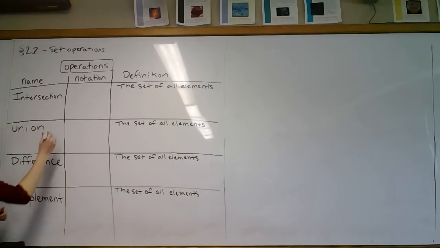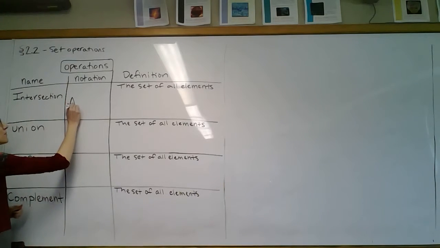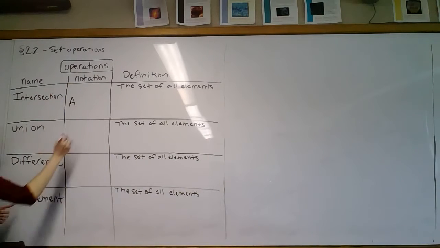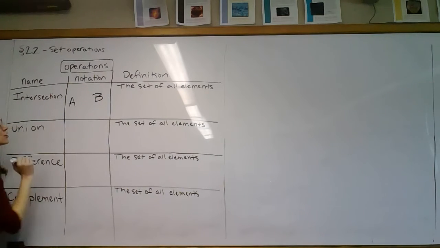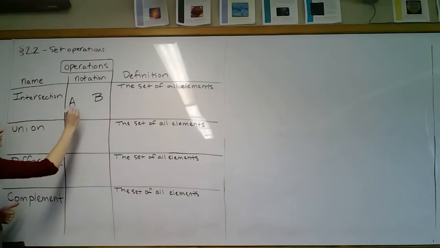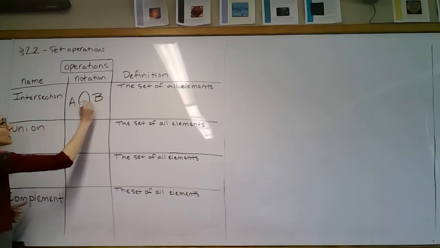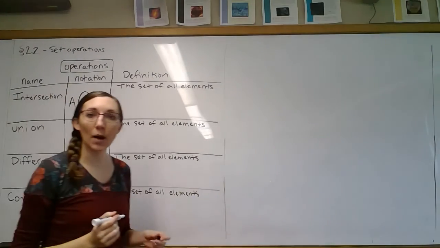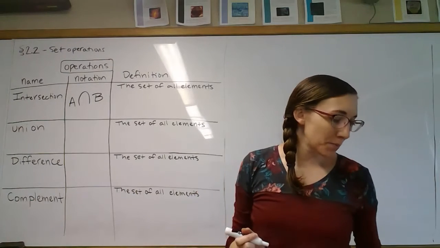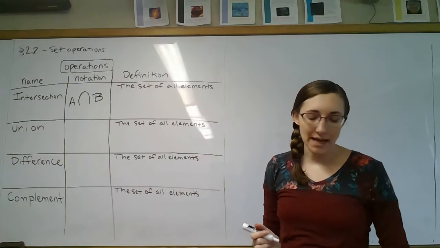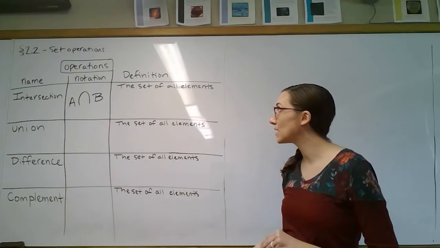So the intersection, the notation we're going to use is we have a set A and B. So to do A intersect B, we're going to put sort of a large, it's kind of like an upside down U in between them. So this is A intersect B.